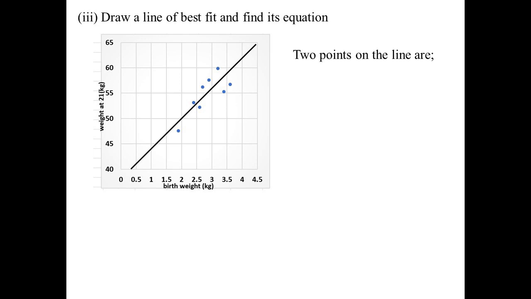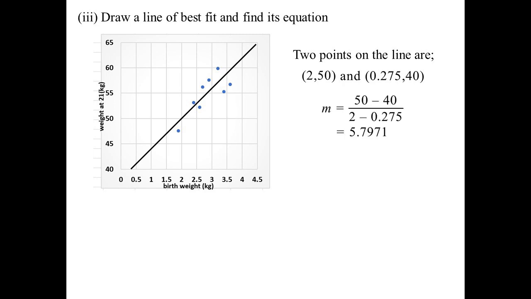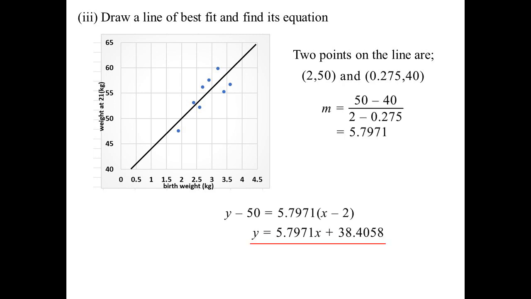So I need to know 2 points on the line to find the equation of the line. And oh look, it goes through 250. That was nice. The other point, what did I pick? Oh, down here when it's 40. And I probably got a ruler and measured for that one. 0.275, 40. So there's my slope and there's my equation. So I'm saying that's the equation of the line.